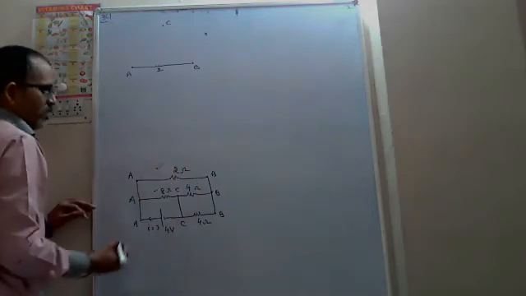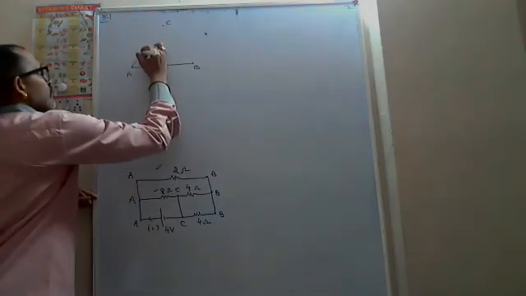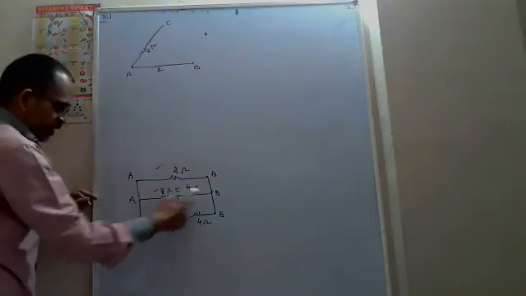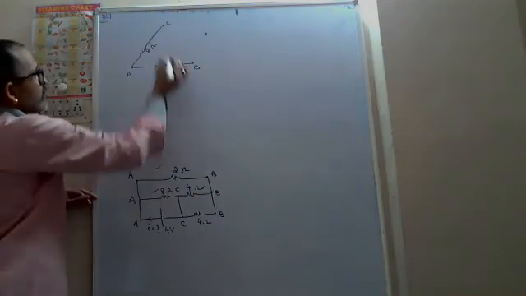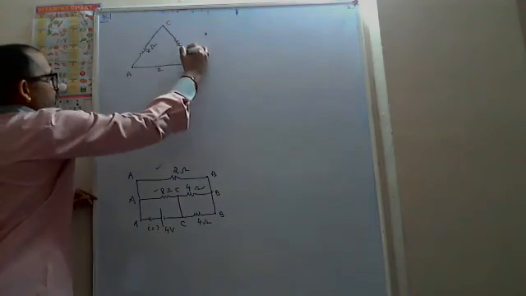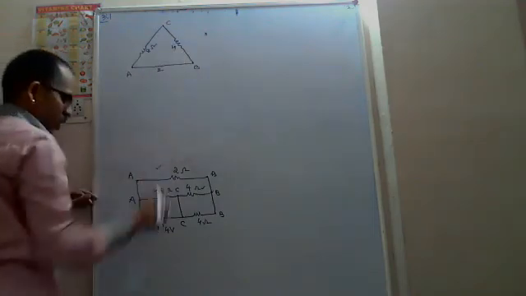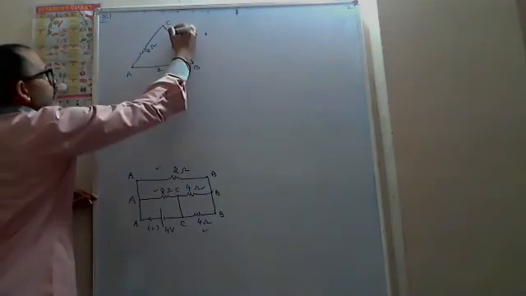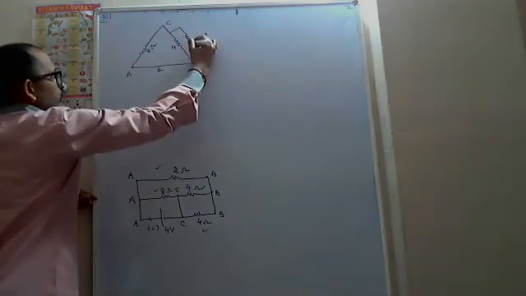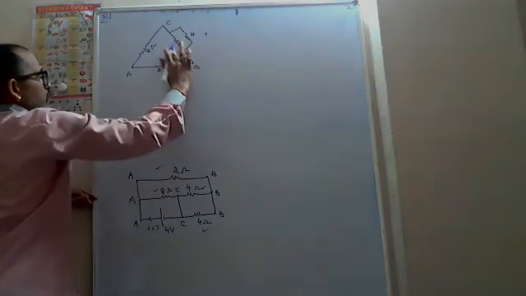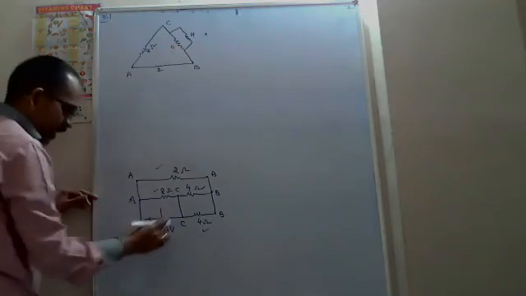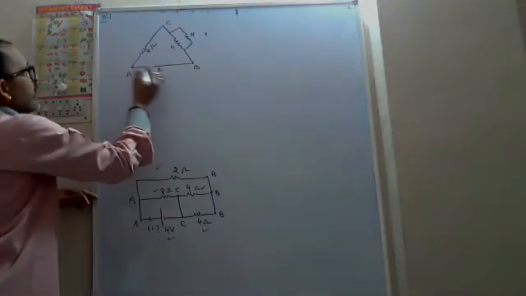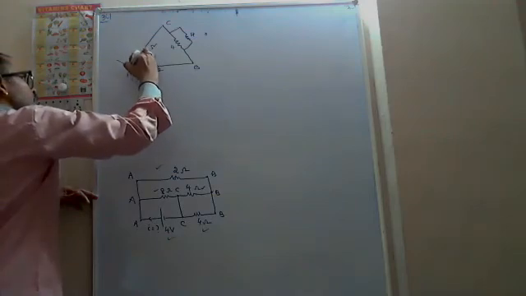Next, 8 ohms, between A and C. And then C and B, 4 ohms. C and B, 4 ohms. And then again C and B, 4 ohms. And next, what is that? A and C, 4 volts. A and C here, 4 volts.